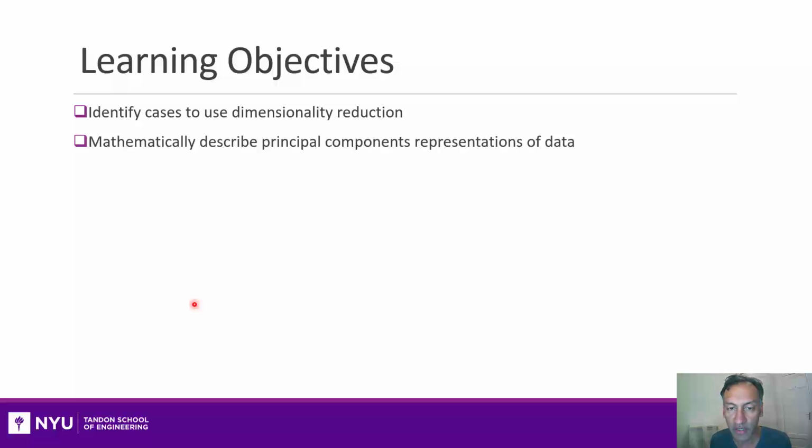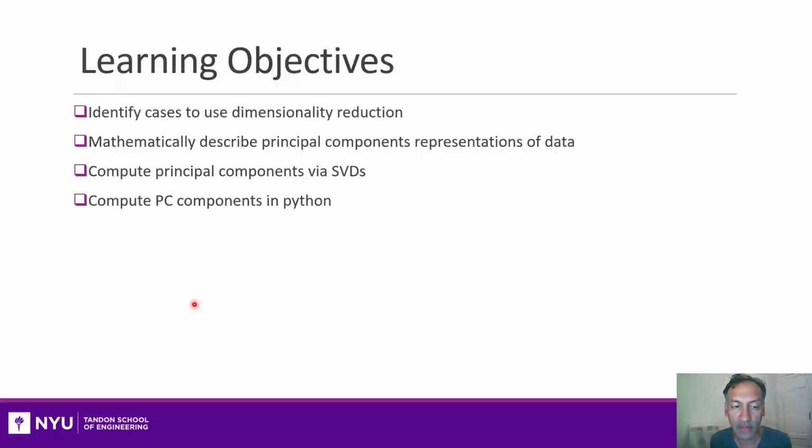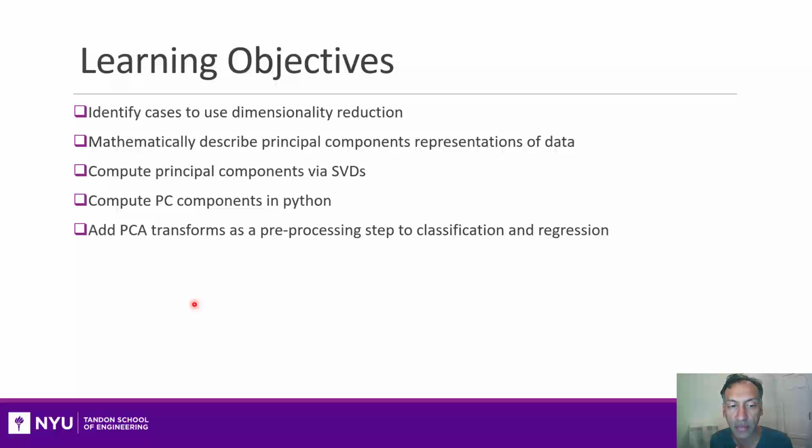Then we're going to dive a little bit into the mathematics. I'm going to show you how to mathematically describe principal component representations of data, show you how to compute them through some linear algebra, and then we're going to dive into Python and show you how to compute those PC components in sklearn and apply PCA transforms as a pre-processing step to either your classification or regression problems, which should allow you to expand the set of problems that you can deal with.